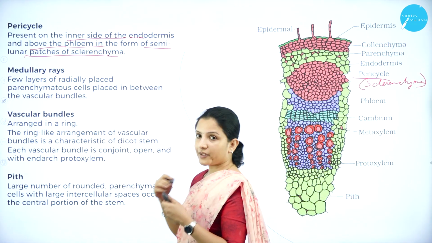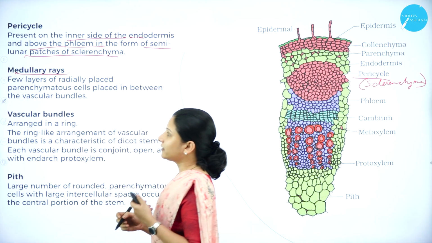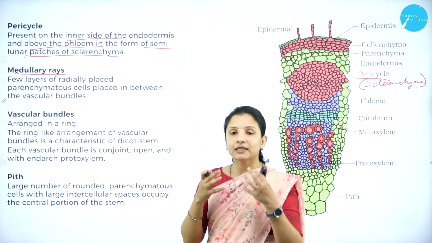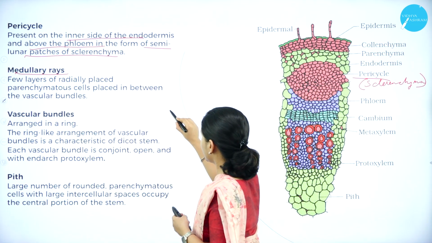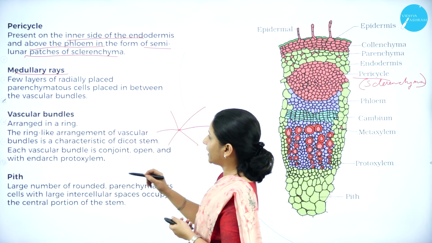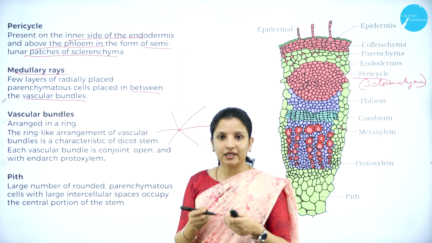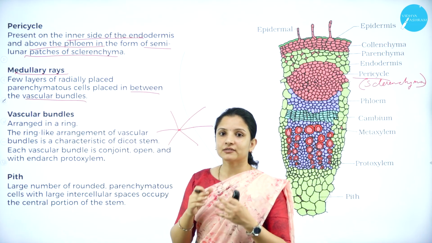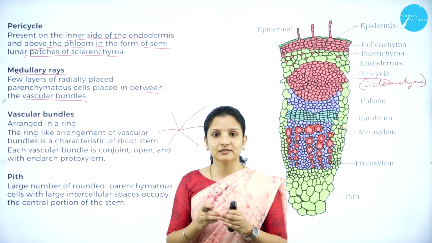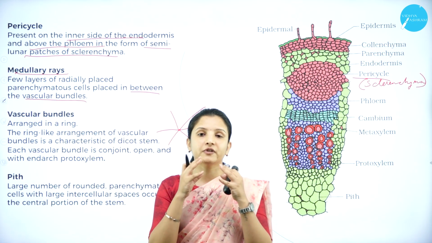So next, below the pericycle, there is one layer called the medullary rays. The medullary rays are nothing but a few cells which are parenchymatous cells. They are placed radially. Radially means this kind of arrangement is called the radial arrangement. So they are placed radially in between the vascular bundles. What are the vascular bundles? They are the xylem and the phloem. This region is made up of parenchymatous cells, and these cells are arranged in such a way that they look like rays.